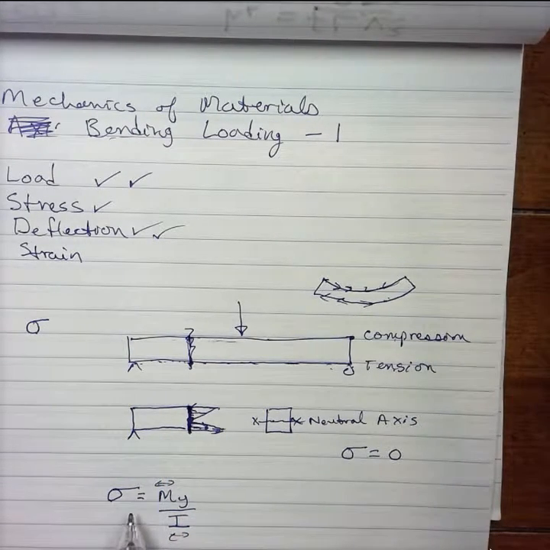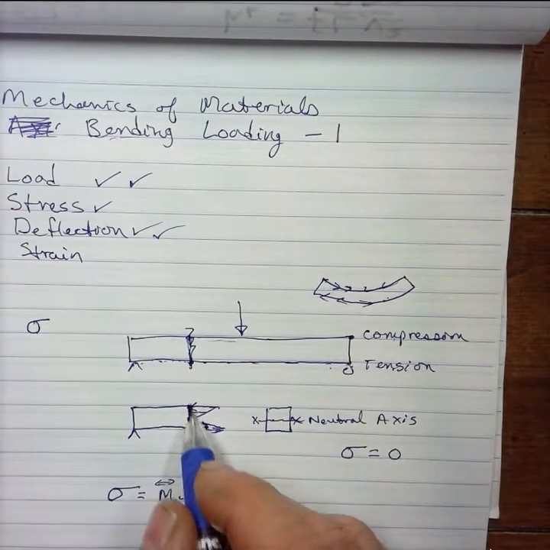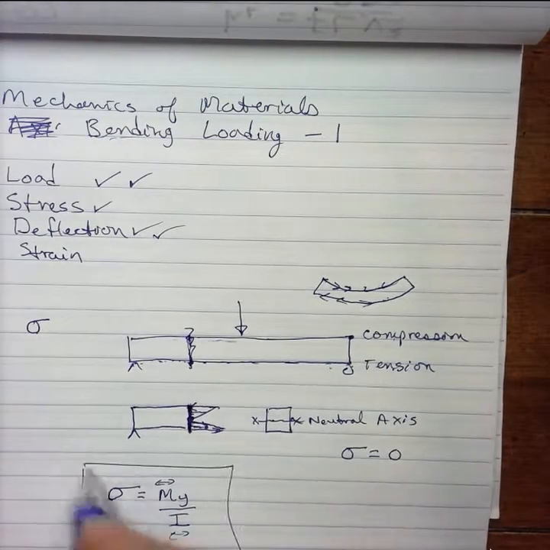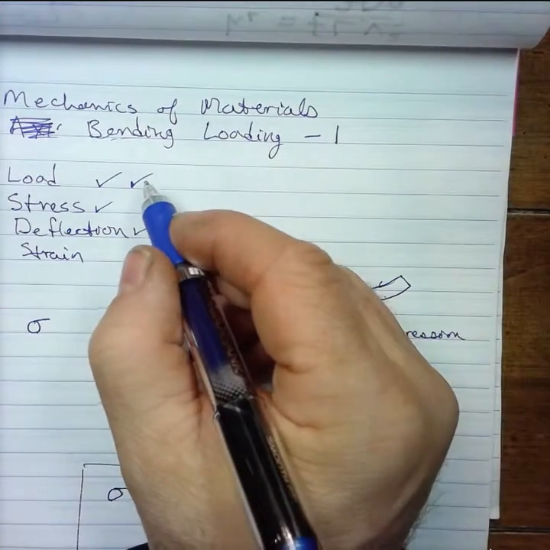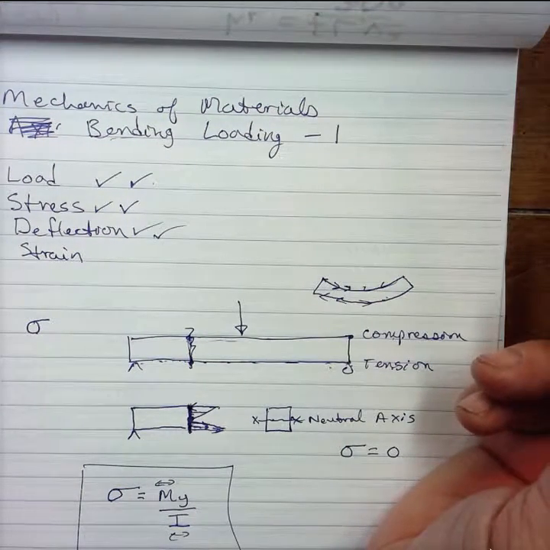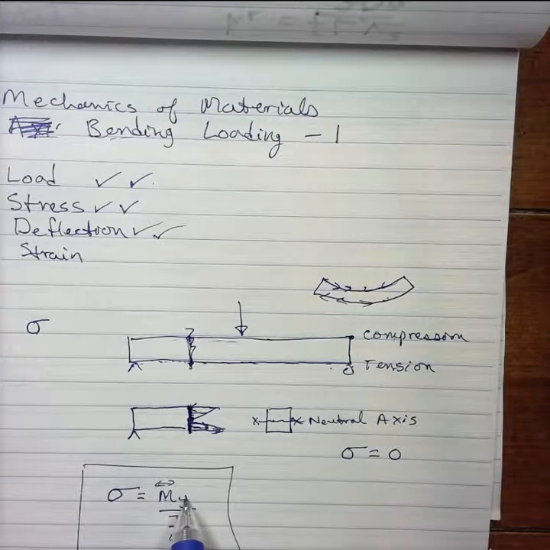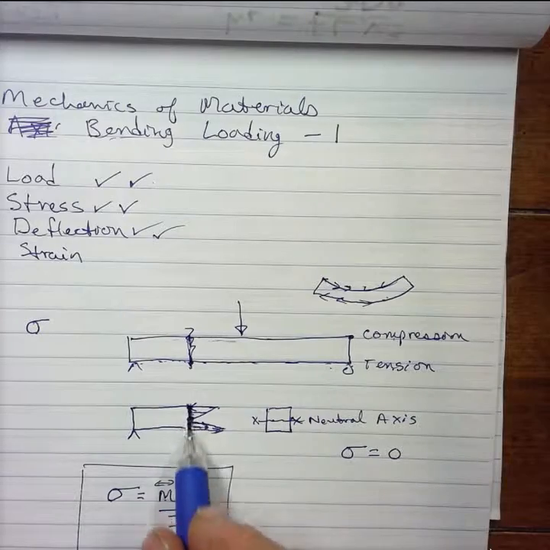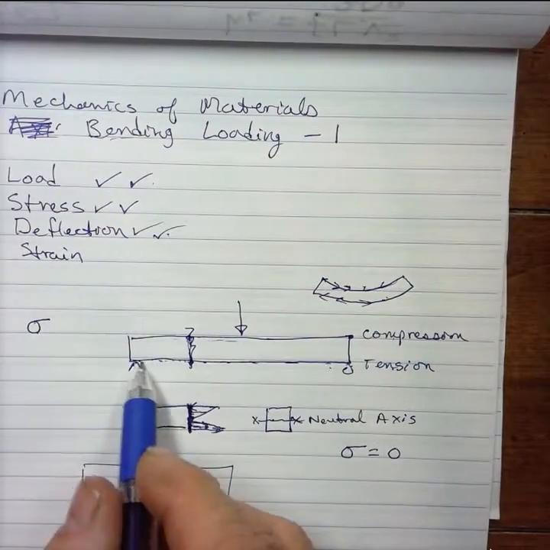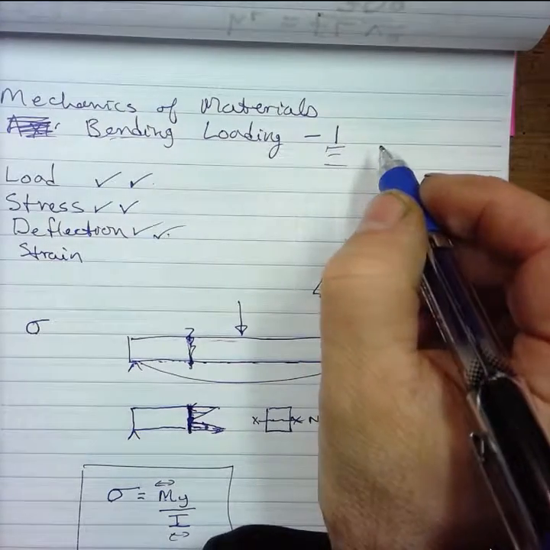So sigma is the bending stress. It's equal to M, the moment, times y, the distance from the neutral axis, over I, the moment of inertia. So there we have it. We've looked at a variety of different loadings. We now know how to calculate the stress using the moment of inertia, and the position in the cross-section. And we have equations that are provided to us for the deflection. That's it for bending video number 1.